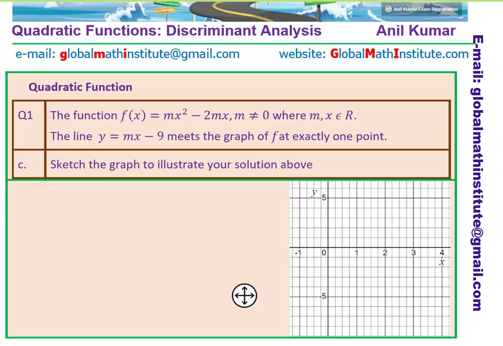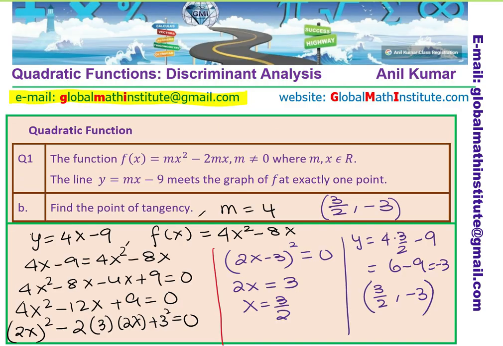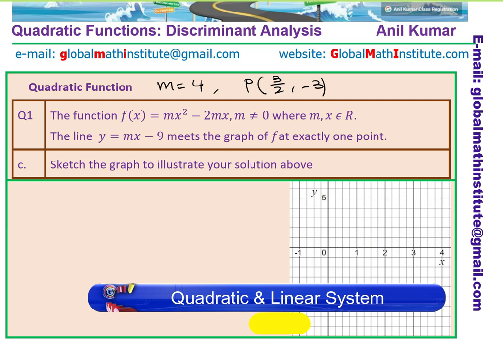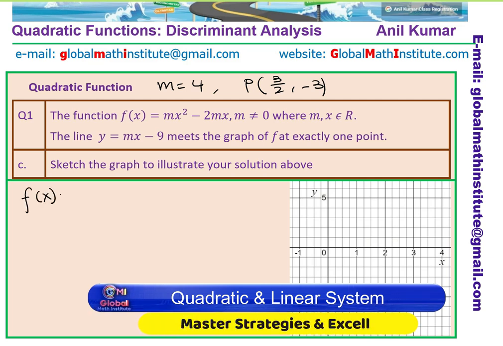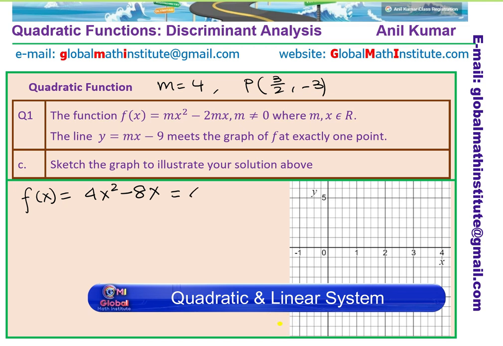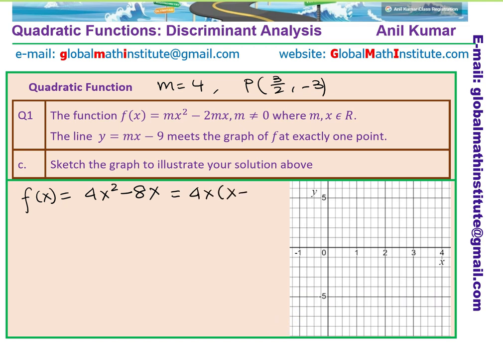Now let's take the part C, which is sketch the graph to illustrate your solution above, right? So we can sketch the graph. We know that the m value is 4 and the point of tangency P is (3 by 2, minus 3), right? Let me just check. 3 by 2, minus 3, correct? So the function f of x is equal to 4x squared minus 4 times 2, 8x. We could factor this. 4x is common, right? So we get x minus 2.